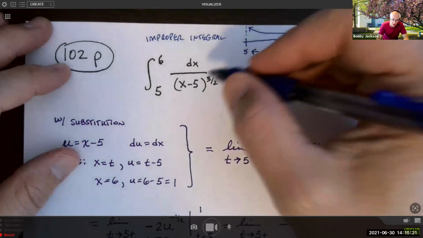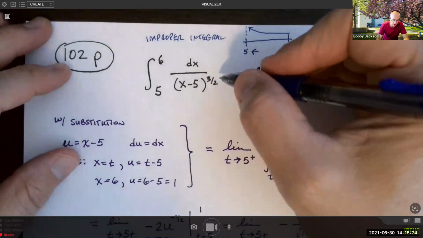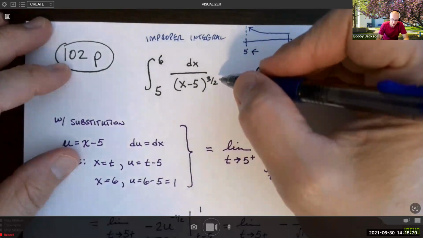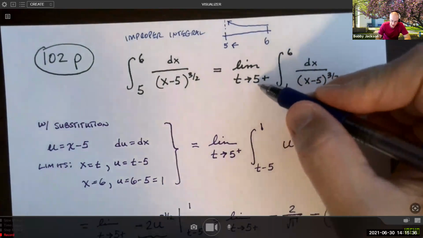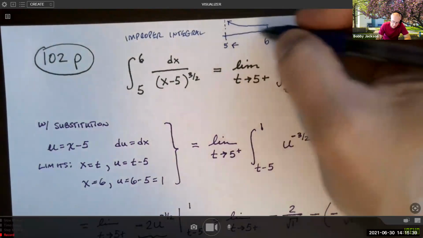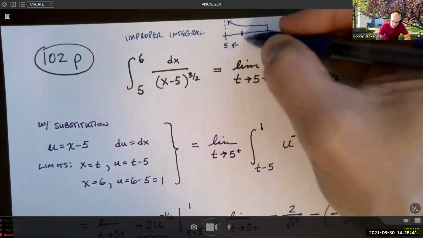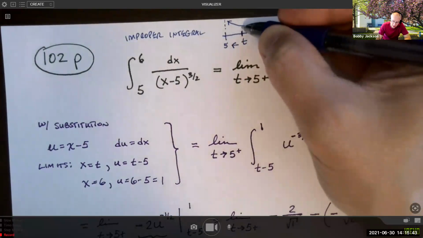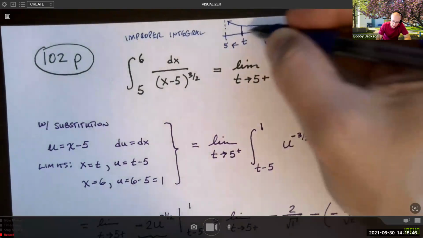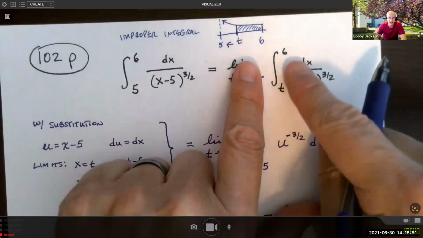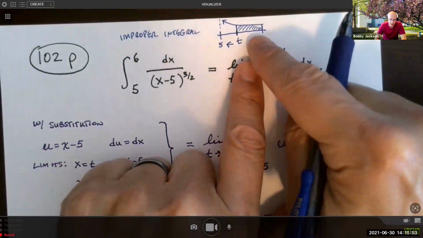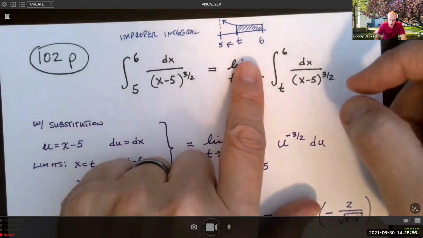asymptote. So we need to rewrite the improper integral in a way that allows us to use the fundamental theorem of calculus, part 1, and that will involve, of course, a limit. In this case, we're taking the limit as t approaches 5 from the positive side. So t is some number between 5 and 6, say like here. And now I can say, okay, there is no vertical asymptote under the curve from t to 6, right? So I can look at this integral from t to 6 of this function. That's a finite quantity. There are no vertical asymptotes.